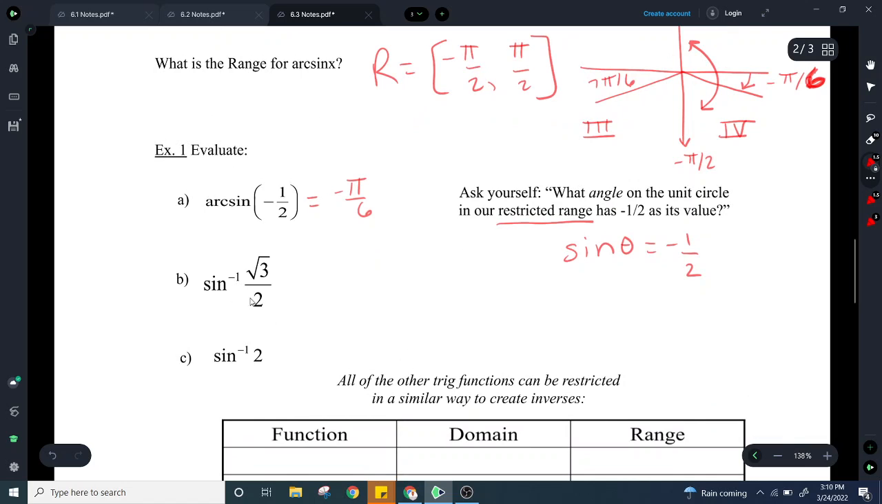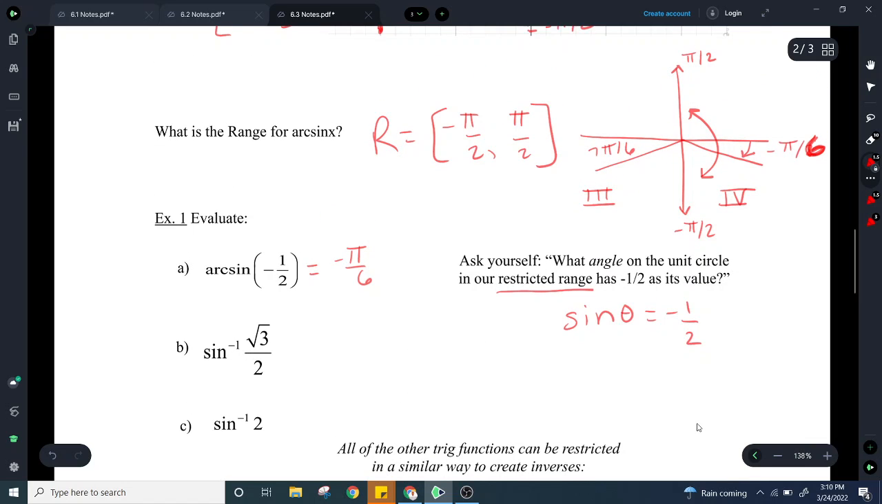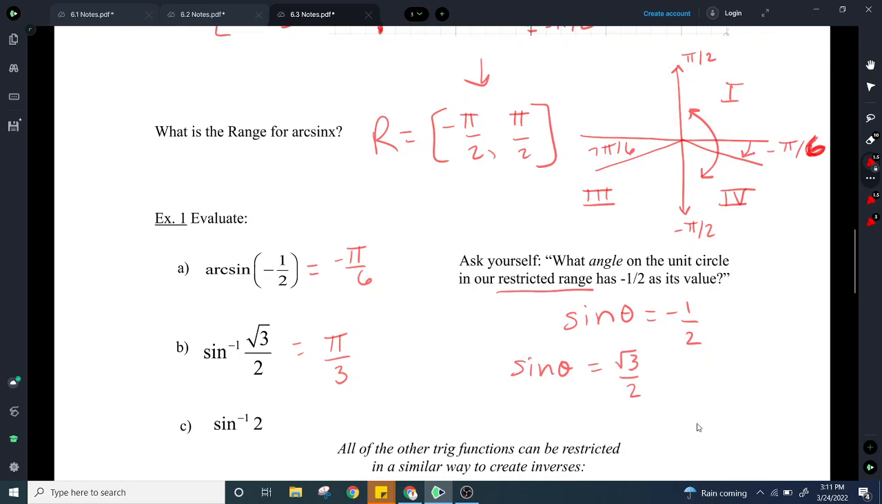Let's try another one. Arc sine of √3/2. This is equivalent to asking yourself, where does the sine function equal √3/2? Start by thinking about which quadrant it would have to be in. If I'm talking about arc sine, it's got to be in the first or fourth quadrant, because it's got to fit in this range. It's positive, so it has to be in the first quadrant. Where in the first quadrant does sine equal √3/2? That would be at your pi/3 values. So the unit circle values are really important. Those are going to come back over and over again. This is why I said learning where those angles are is so important.